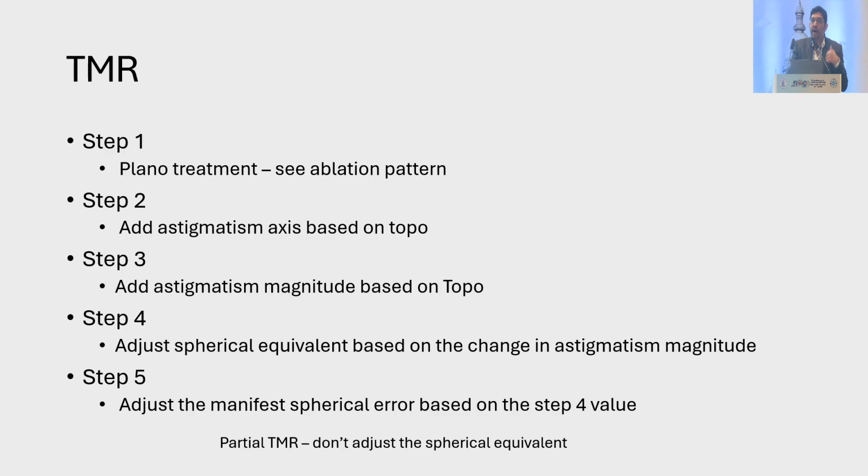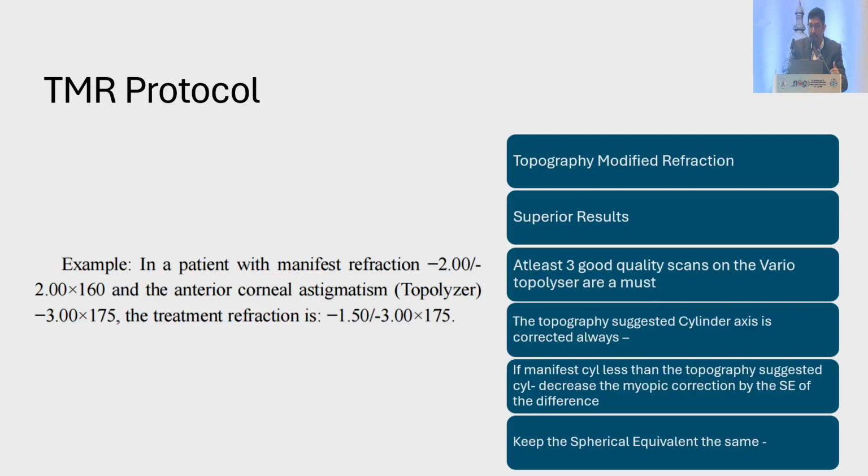Whereas if you're doing a partial TMR, you would probably just use the axis and the magnitude of the cylindrical correction without doing the spherical equivalent. So in this patient, in this example, you have a 2 diopter cylinder in your manifest, and you have a 3 diopter cylinder in your acceptance. So here you're going to be treating a 3 diopter cylinder, but that 1 diopter cylinder which you're treating extra, you will kind of compensate by correcting it with the spherical equivalent.